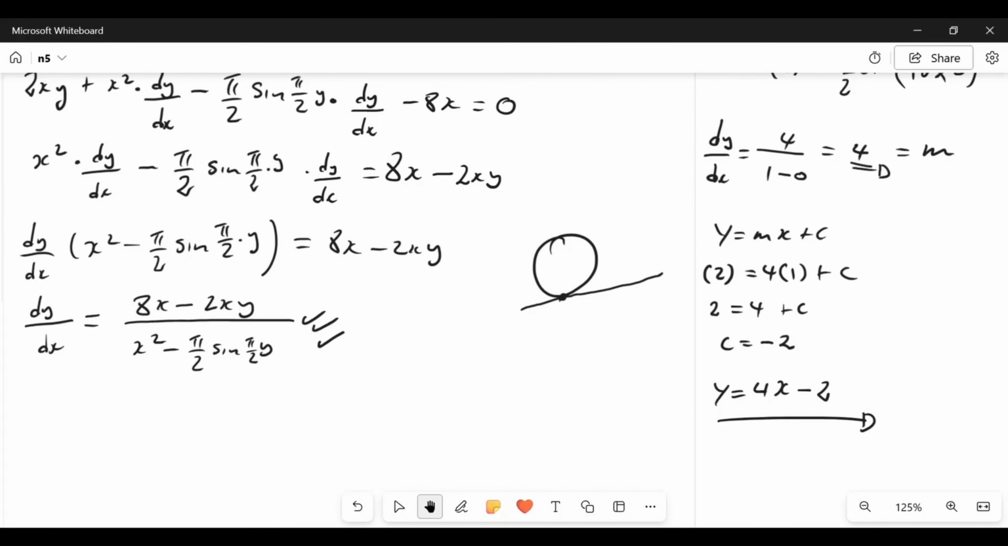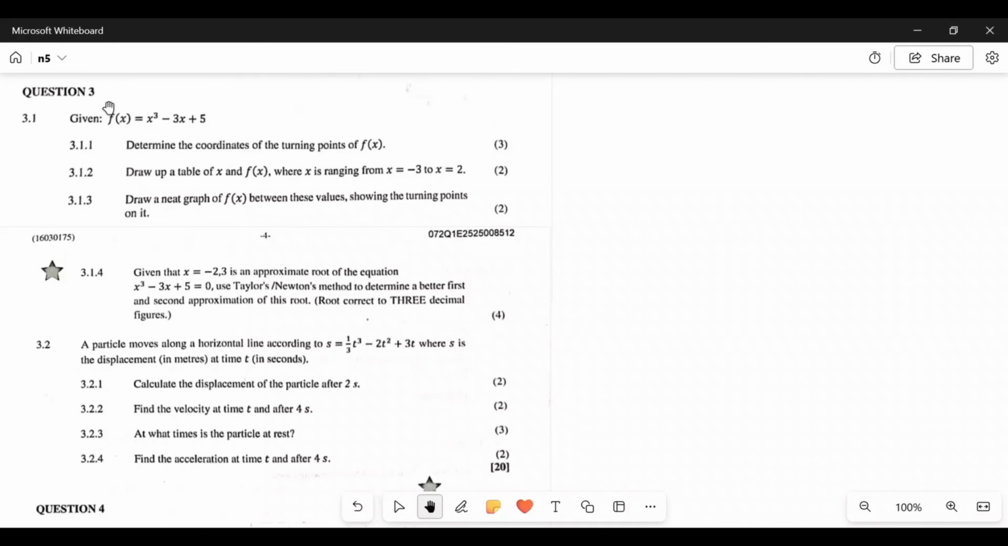We are done with question 2. Here is our question 3. As you can see, question 3 consists of 20 marks, so it has lots of questions. We're going to start with 3.1 and then we're going to do other questions later on. So let's create some space and let's solve 3.1.